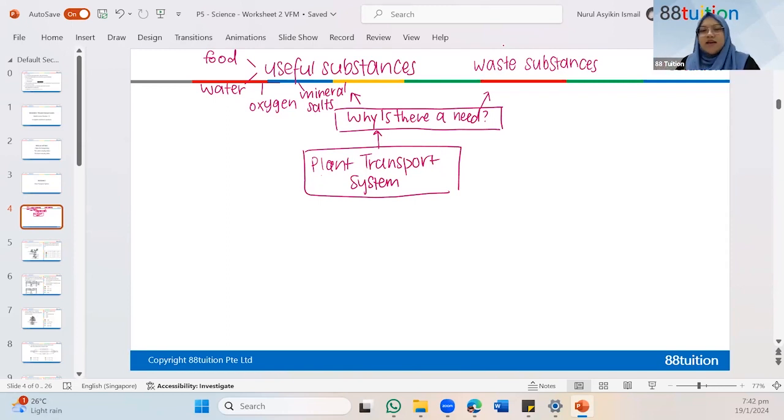Can you name me, I just need maybe one only, one substance that we know for now that is a waste substance for plants. Anyone can tell me. Make a guess or make an intelligent guess. Don't just guess anyhow, okay?